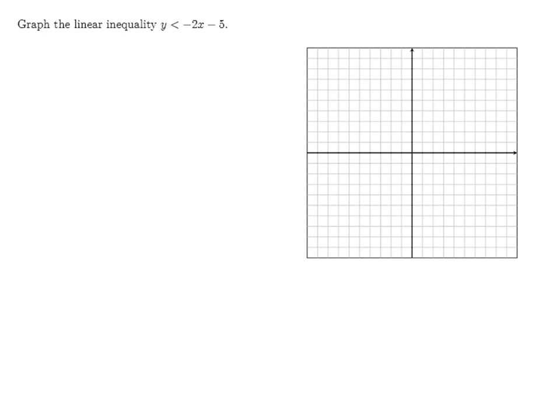In this example, we're going to graph the linear inequality y less than negative 2x minus 5. To start, we're going to graph the corresponding equation as a dashed line. So we want to graph all xy pairs such that y is strictly less than negative 2x minus 5.